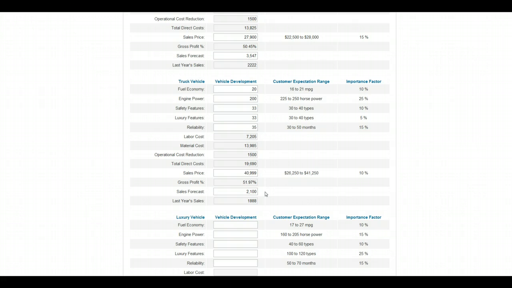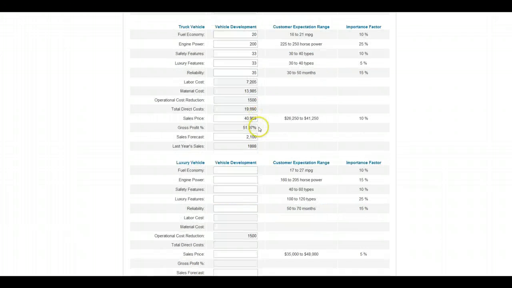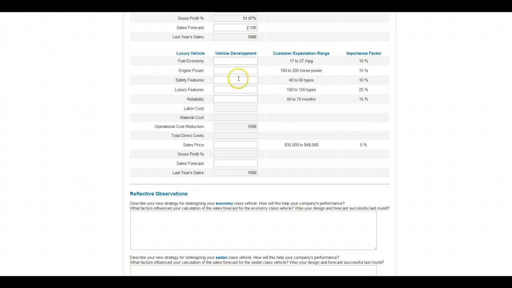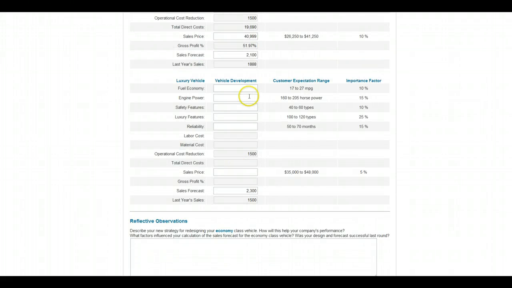But taking a cue from another player, I think that having a higher profit margin and lower sales will be better for my company than having a lower profit margin. So I'm going to try that with the truck. Now I'm going to put in my estimate, which is my potential from last round times the increase in the market, because I feel I'm going to make cars that are just as good as last round.